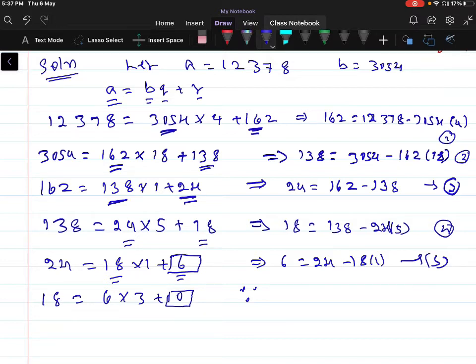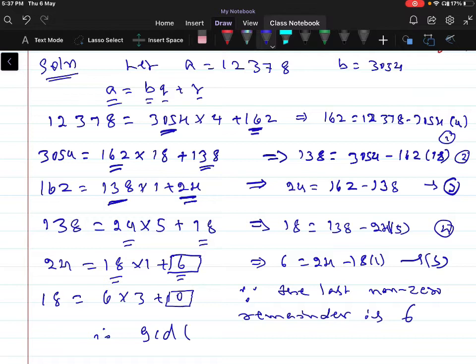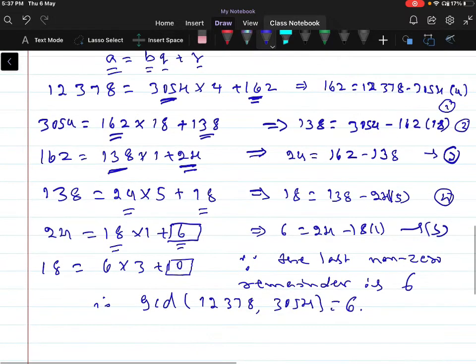Since the last non-zero remainder is 6, therefore GCD of the given integers 12378, 3054 is equal to 6. So 6 is the greatest common divisor of the given integers.